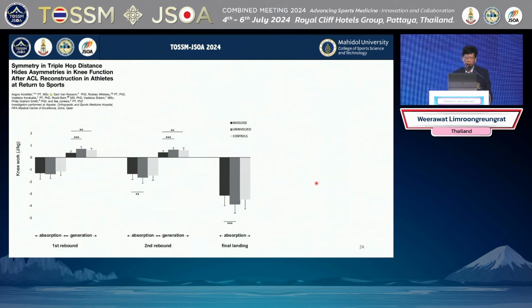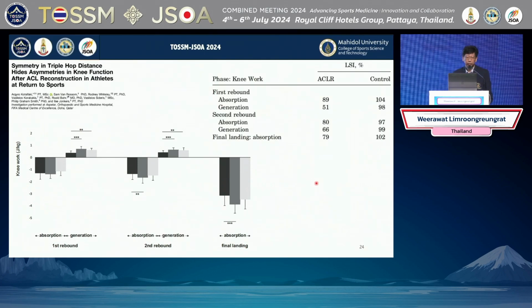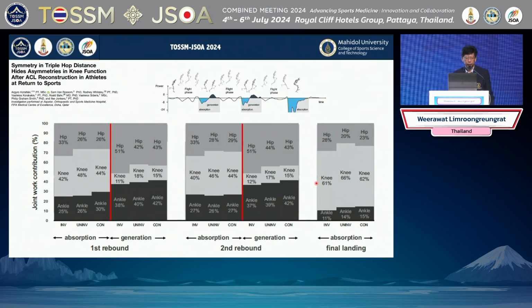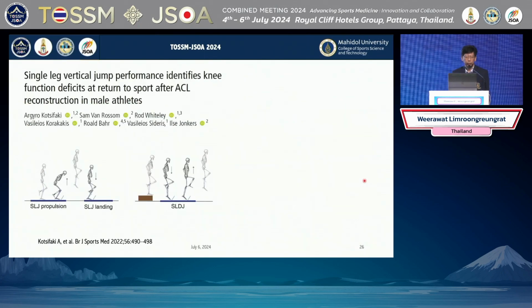Similar to the single leg hop distance, they found that the symmetry for the knee doesn't work on that. Basically, the hip is helping during the compensation. So the distance may be similar, not over 90% LSI. But when we look biomechanically, the knee doesn't do the job as much as the hip in the involved group. So they proposed the single leg vertical jump instead.